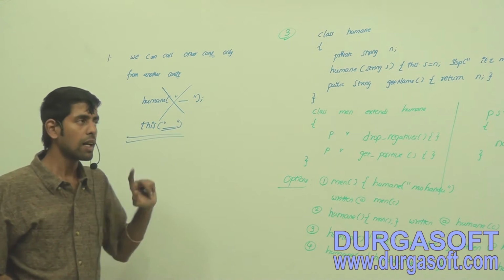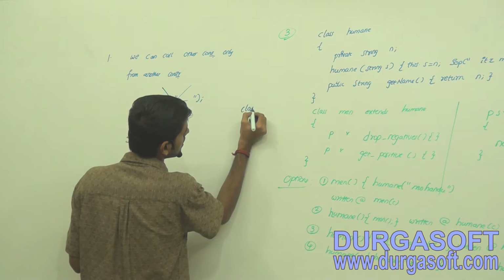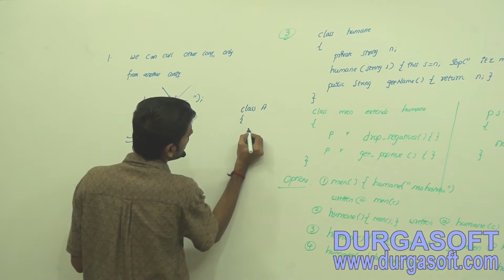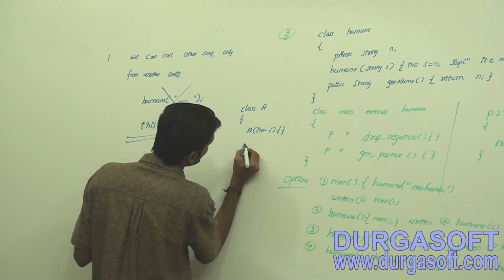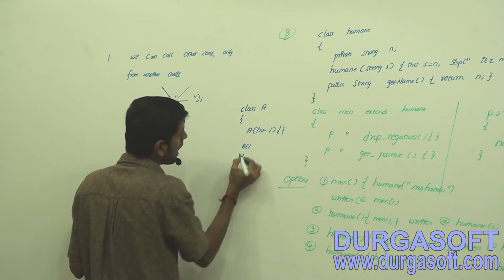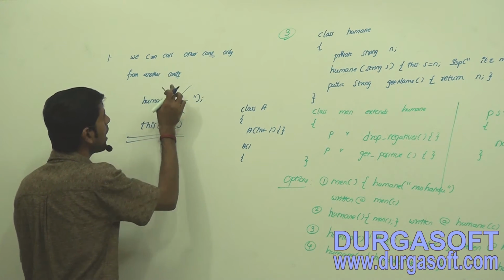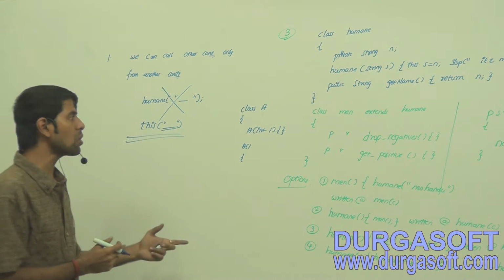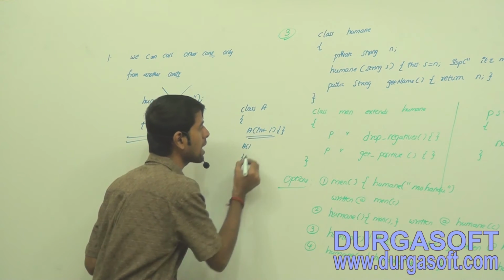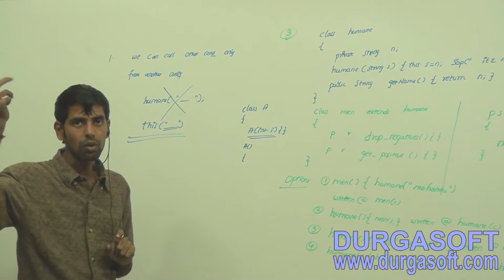Now, think that I'm having a class A and I'm having int i here. How to call this constructor? I said that we can call another constructor only from a constructor. This is another constructor. How to call this constructor having a primitive int argument? Simple thing.